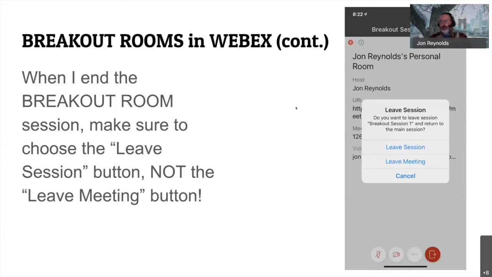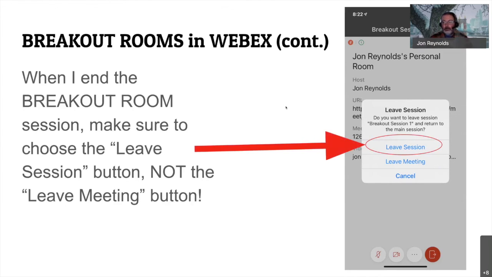And then when I'm ready to end the breakout room session, you'll see a message on your screen that will say leave a session or leave the meeting. Please make sure you click on leave the session, not leave the meeting, because we don't want you to leave and go bye-bye completely from the class. So that's what will happen when you see that message.